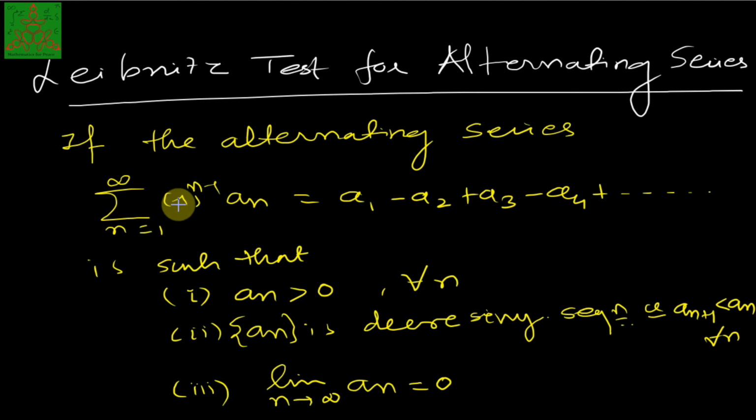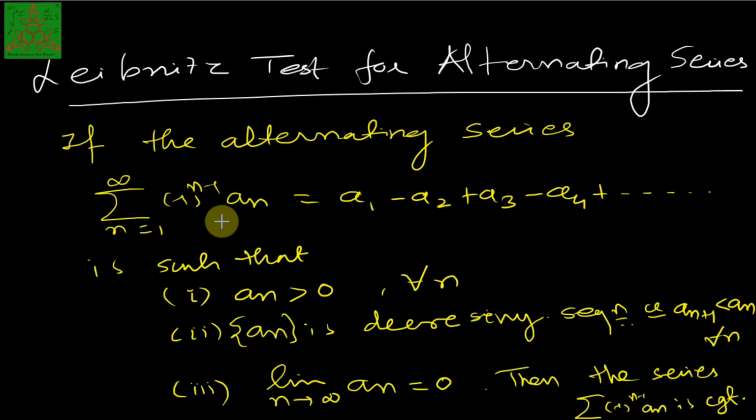If the alternating series satisfies these three conditions, then the series summation of minus 1 raised to n minus 1 into an is convergent. The conditions are: each an is positive, the sequence an is decreasing, and the nth term tends to 0. Then the series is convergent. This test is called the Leibniz test. Let us try to prove this statement.